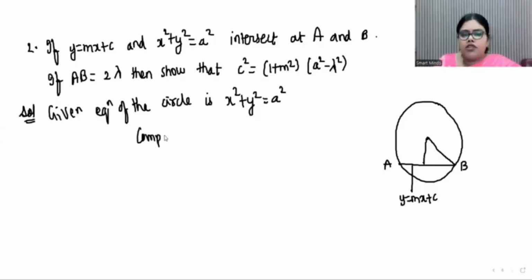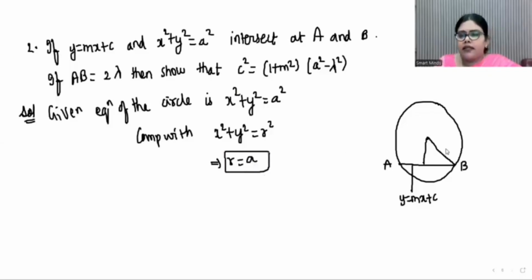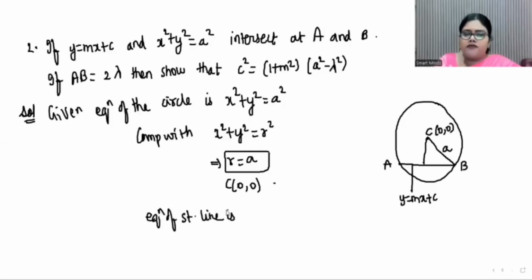Now this equation is in standard form. So comparing with x square plus y square is equal to r square, in the place of r you have a. That means radius is a. This radius is a, and center is 0, 0. Now what is equation of straight line? Equation of straight line is y is equal to mx plus c. Take y to the other side, you will get mx minus y plus c is equal to 0.